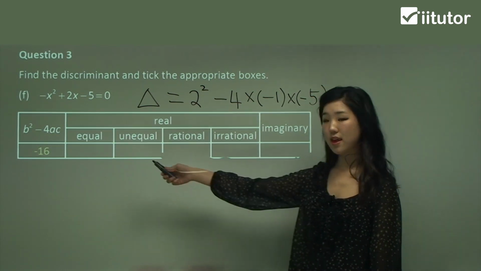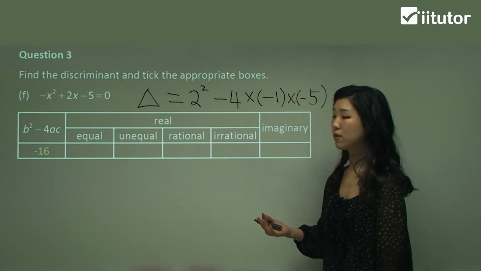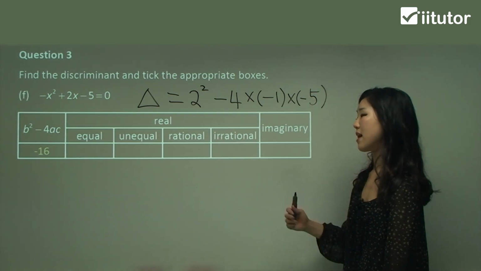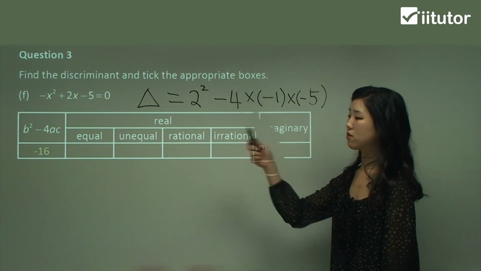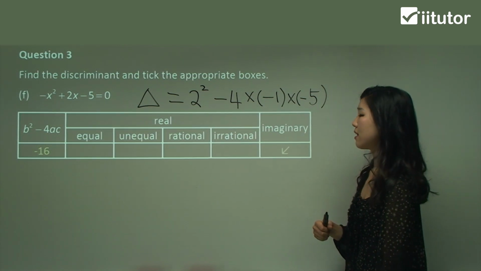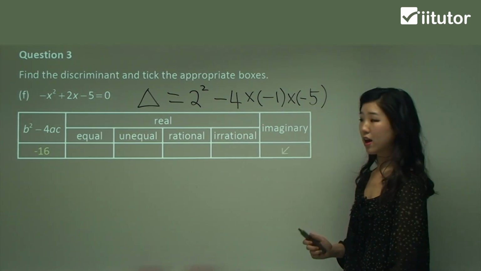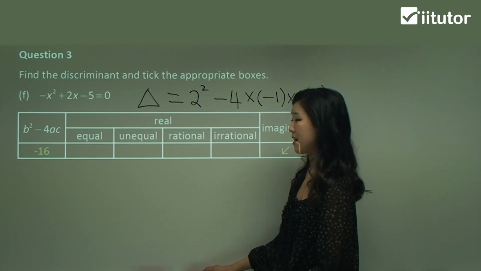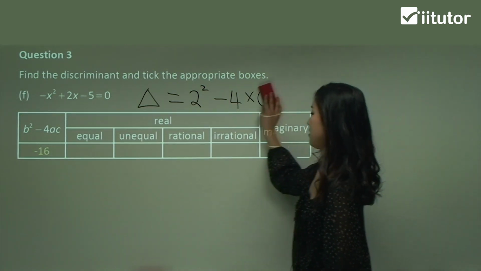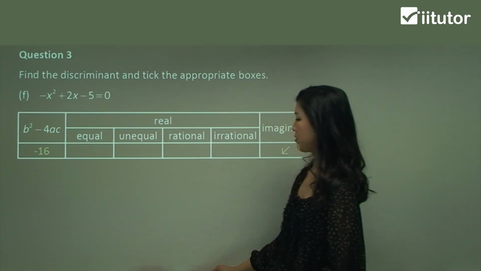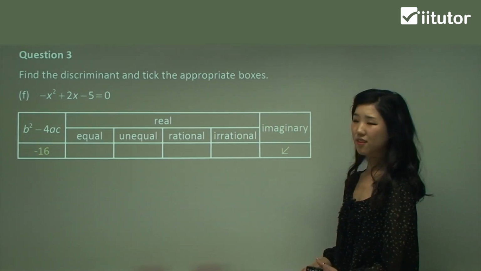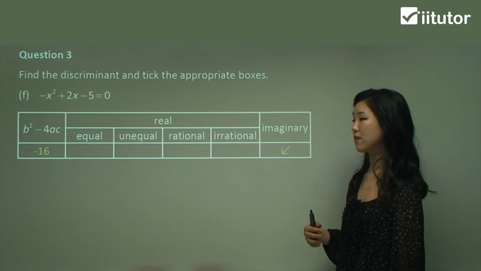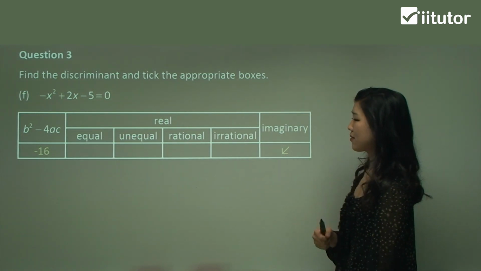Okay guys, there's a negative discriminant. What happens if we square root a negative number? It becomes undefined, so therefore the roots for the discriminant of negative 16 are going to be imaginary. Okay, I hope you guys can just tell that it's imaginary if you see a negative discriminant like that. Okay, that's question 3F. So you can do it now, right? A negative discriminant is always going to be imaginary. We cannot square root a negative value. Okay, that was question 3F.